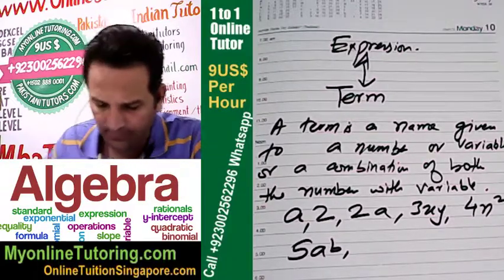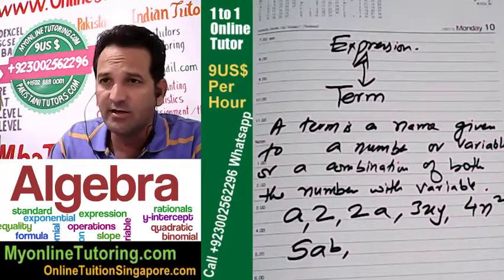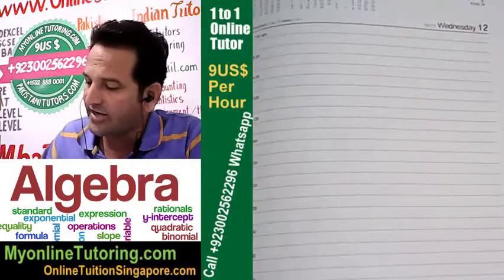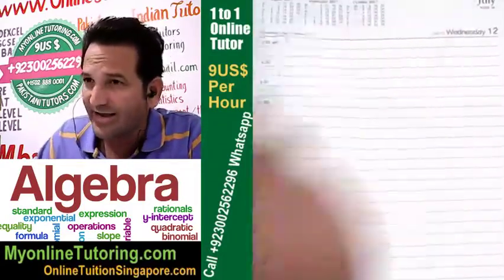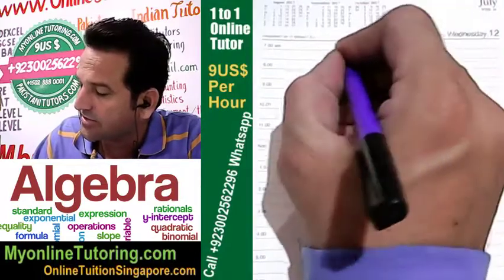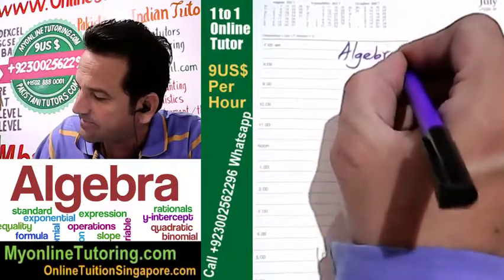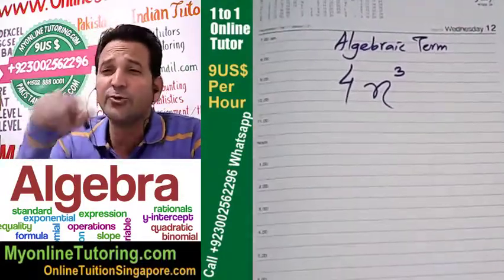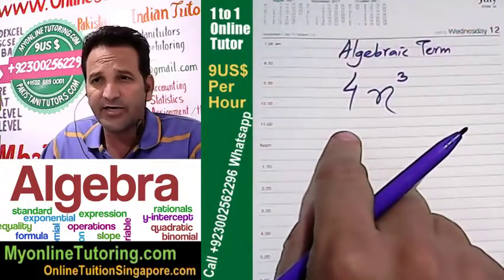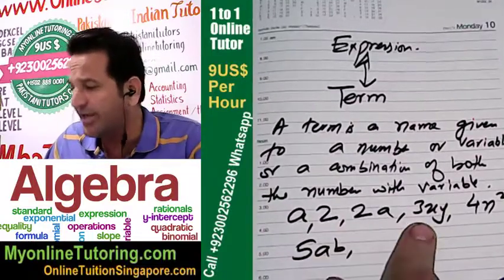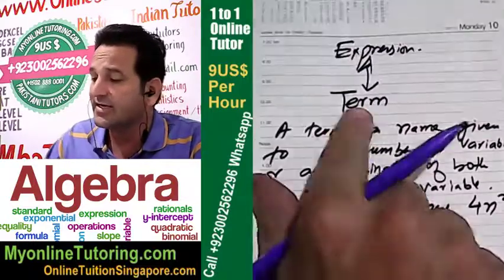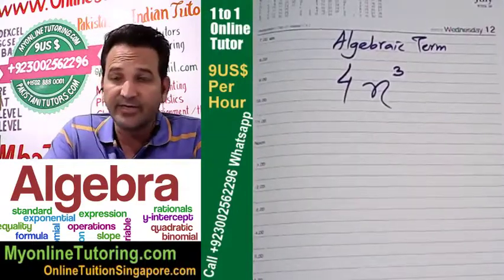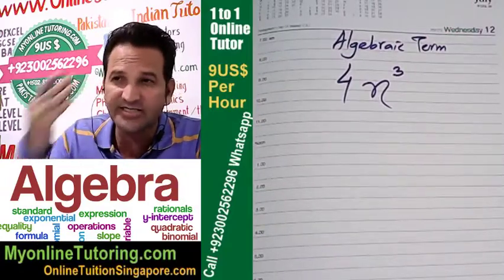Clear? Now, the combination of any two terms will be treated as an expression. Clear? For example, we have one term. First of all, let me define in more detail what an algebraic term is. Let me write 4n cube. So we have to do the dissection of this algebraic term. We have already stated that a, 2, 2a, 3xy, 4n square, 5ab are all terms in algebra. Now we are explaining the term in more detail and doing the dissection of an algebraic term. We are breaking down this algebraic term to understand what an algebraic term is.